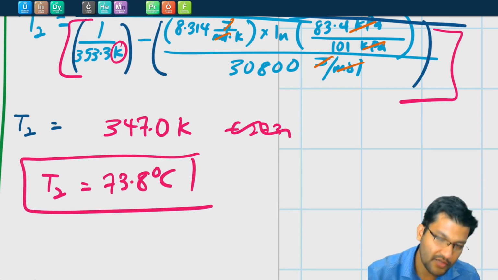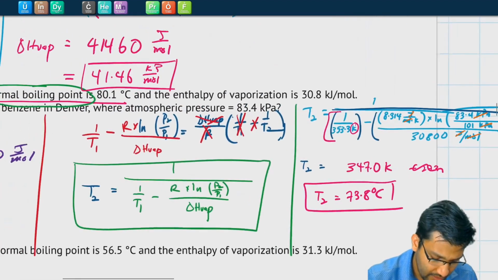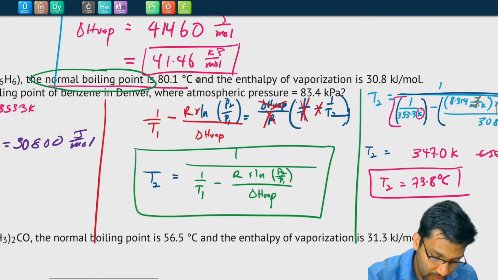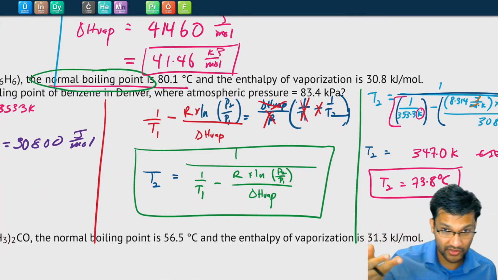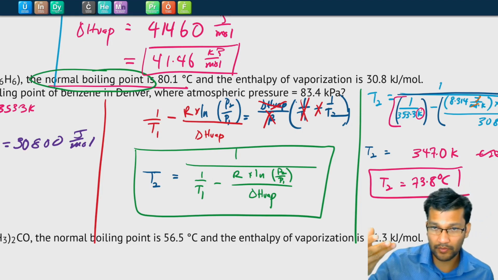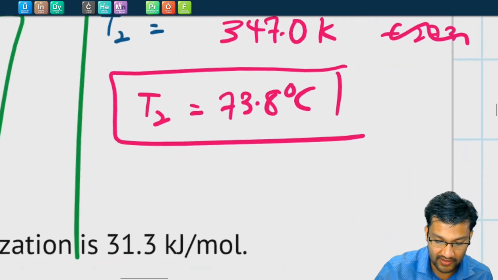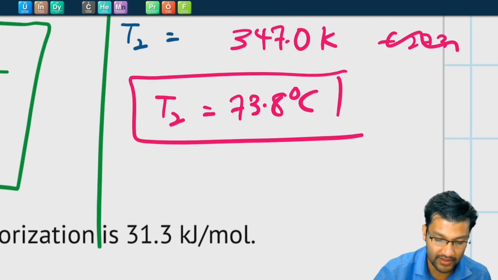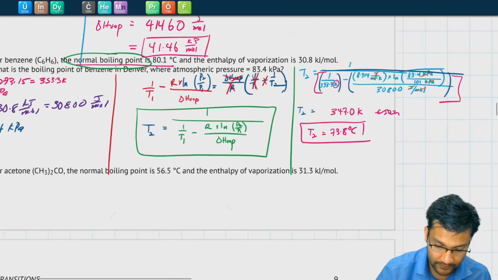And the last thing you want to do with every question is just make sure that makes sense, right? Let's read the question. The normal boiling point is 80.1 degrees Celsius, and you move to a higher elevation where the pressure is lower, so the boiling point should get lower, and that is what we did get in our answer. 73.8 is lower than 80 degrees Celsius, so our boiling point was lowered.